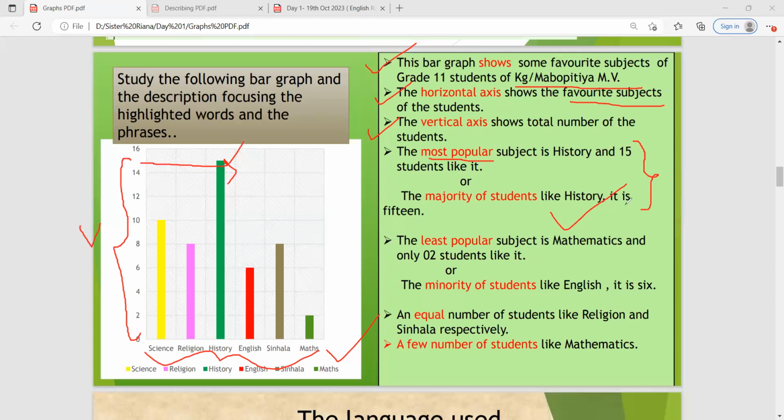Then they are talking about the least one. That means about mathematics, right? The least popular subject is mathematics and only 2 students like it. Or you can say the minority of the students like mathematics, and it is 2.